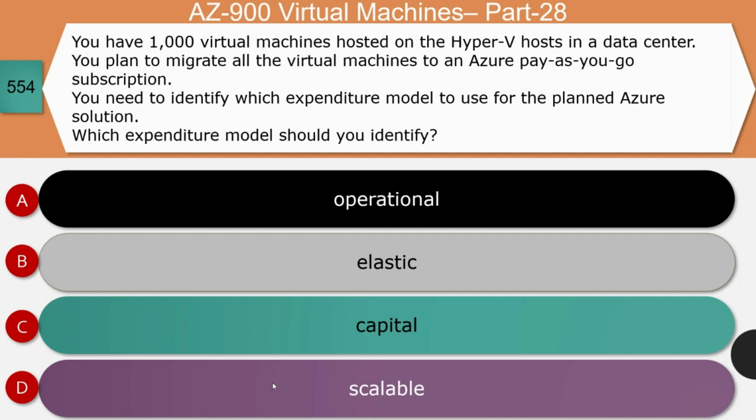Next question, you have 1,000 virtual machine hosted on the Hyper-V host in a data center. You plan to migrate all the virtual machine to Azure pay-as-you-go subscription. You need to identify which expenditure model to use for a planned Azure solution. Which expenditure model should you identify? Is it operational or elastic or capital or scalable? Capital straight away is not the right answer because we are not going to invest heavily on procuring the cloud service provider resources.